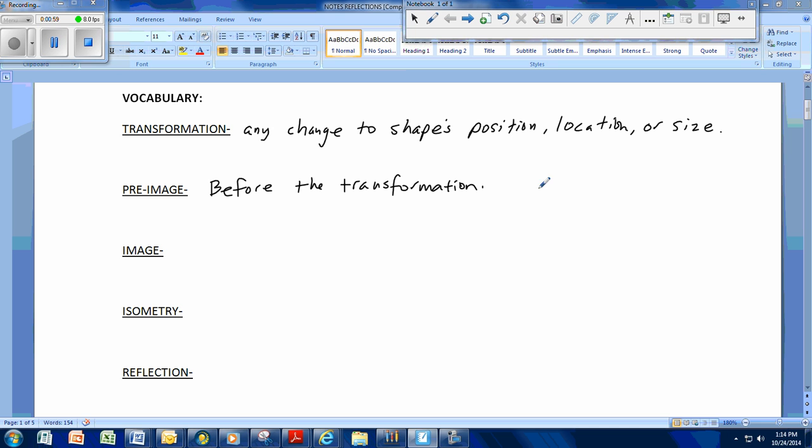Okay, so for instance, if I have a triangle labeled ABC, triangle ABC would be the pre-image before it moves or flips or grows or shrinks. The image is what happens after the transformation.